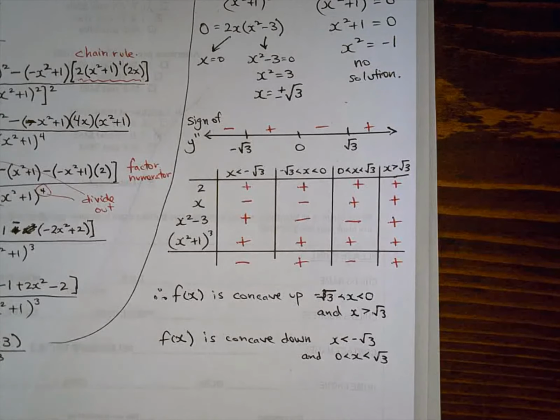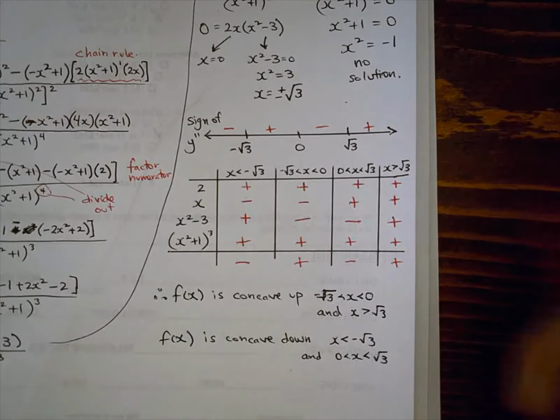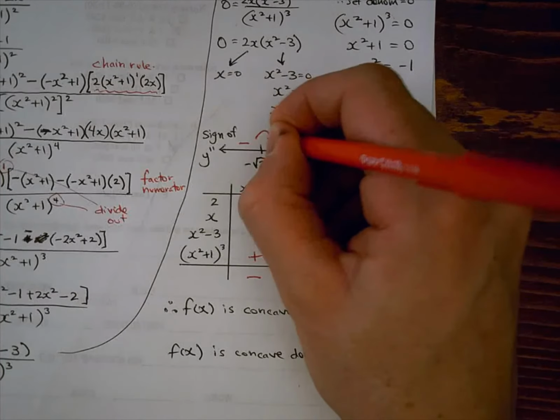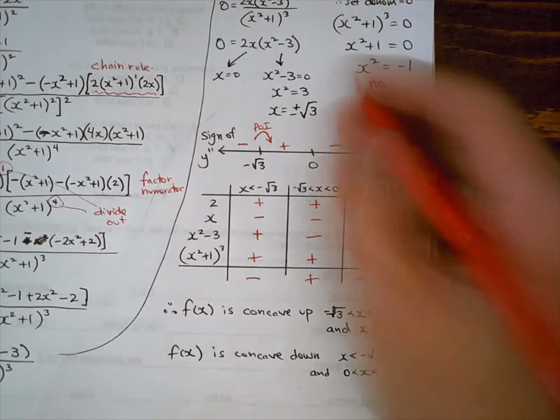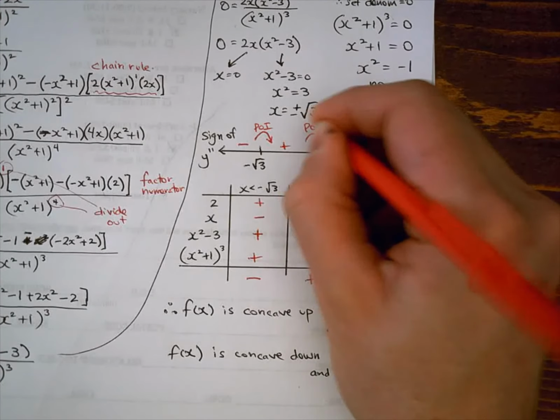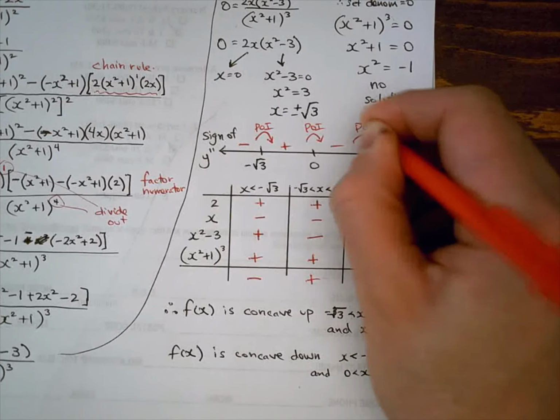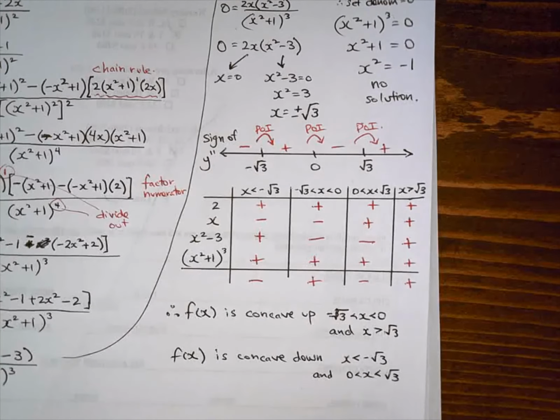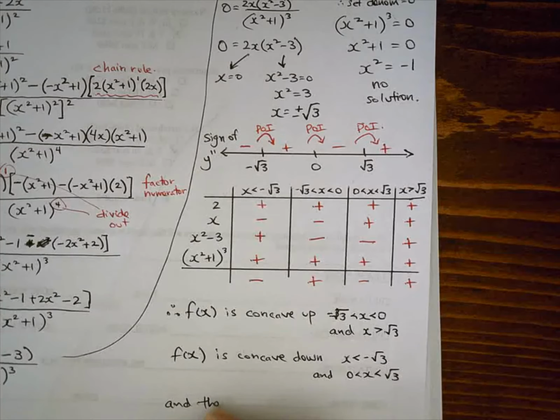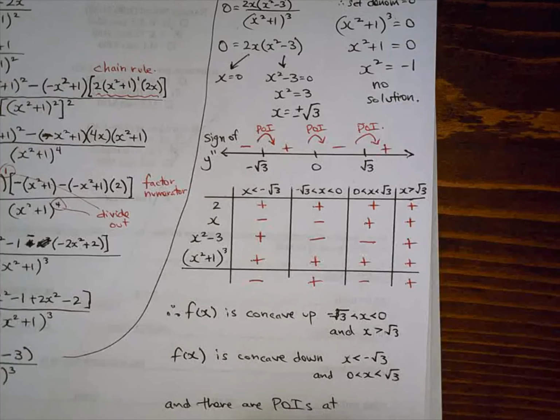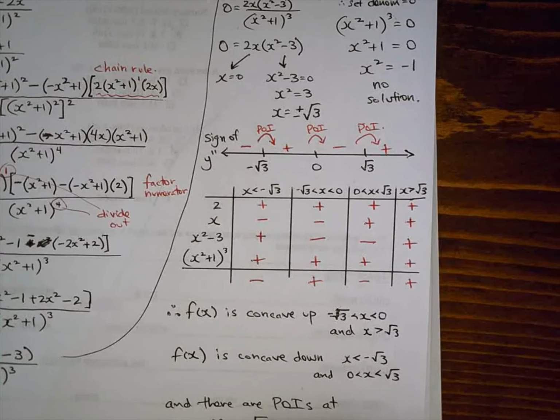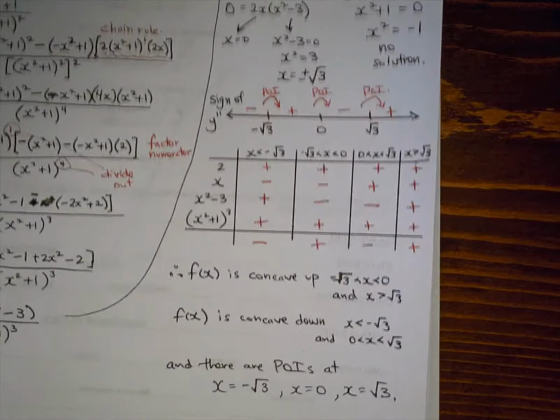Now we're not done there. We also are interested in the POIs. Well, here we go from negative to positive, so this is a POI. Here we go from positive to negative. This is also a POI then. And negative to positive, this is also a POI. So there's a POI, x is equal to negative root 3, x is equal to 0, and x is equal to positive root 3. Oh, sorry, let me just put that up there.